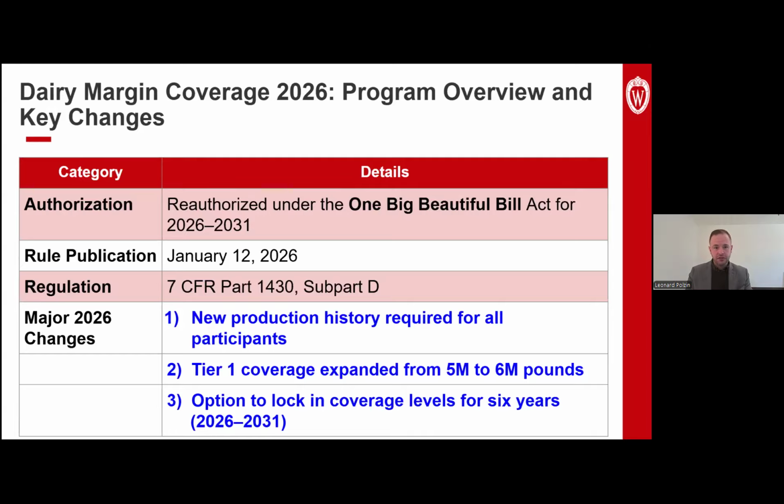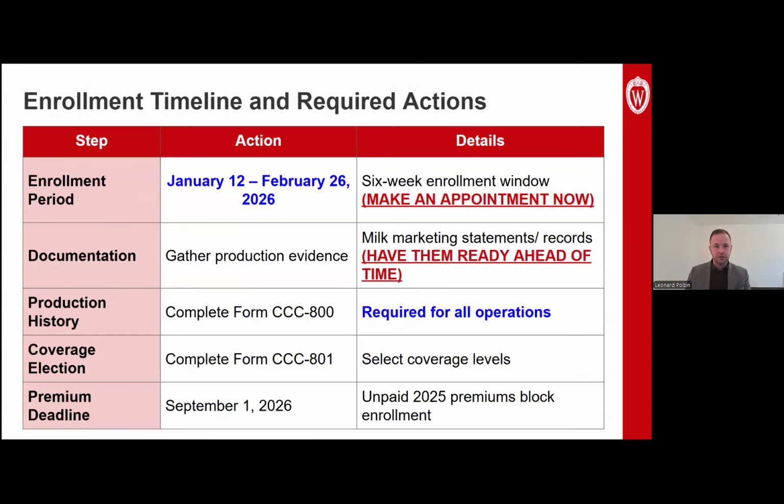A few things with locking in that coverage. The first of which is that if you end up not producing milk in the future during that period of time, simply let FSA know, and you are not responsible for continuing to pay premium on milk that is not being produced or delivered. If that uncertainty is what's keeping you from locking in, it shouldn't be a limiting factor. You should be able to adjust as you go along if you quit producing milk. And the other, of course, if you choose that lock-in coverage level, you do have that premium discount, which we'll take a look at in more detail coming up here.